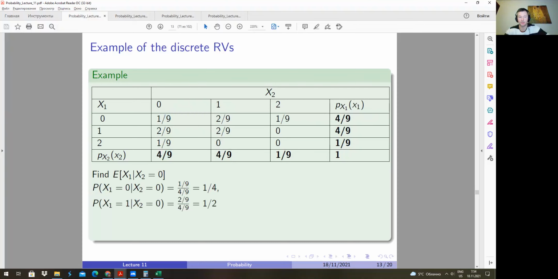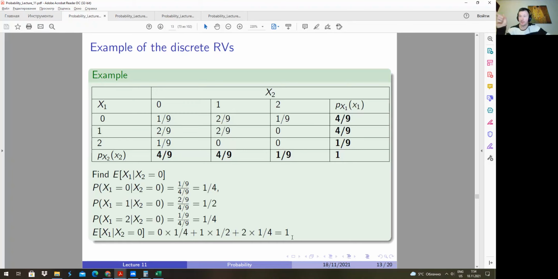The probability that x1 is 1 given x2 is 0 is 2 over 9 over 4 over 9, which is 1/2. And the probability that x1 is 2 given that x2 is 0 is 1 over 9 divided by 4 over 9 here. So when I have these probabilities and I have the values of x1, 0, 1 and 2, I can calculate the expected value of x1 given x2 is 0, which is simply 0 times 1 over 4 plus 1 times 1 over 2 plus 2 times 1 over 4, which is 1/2 here and 1/2 here.